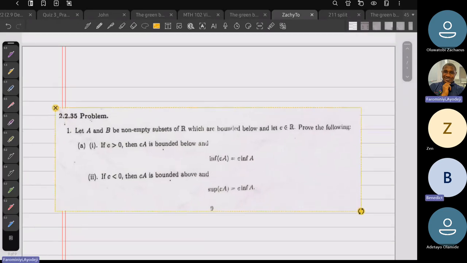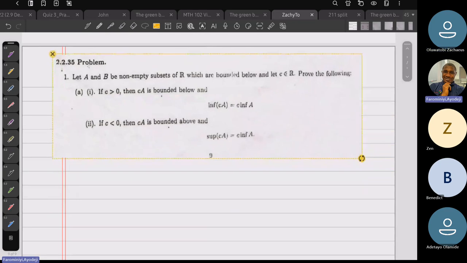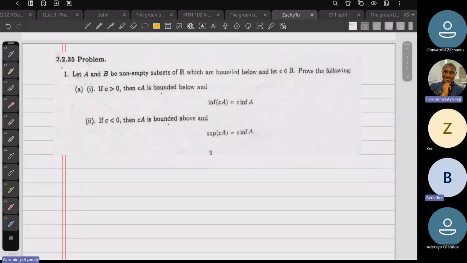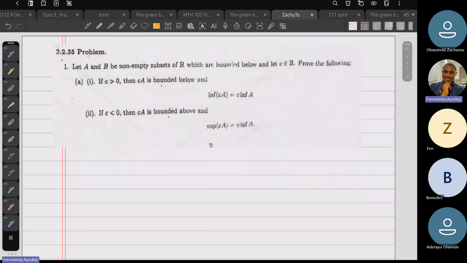So this is a question that we want to start with. Let A and B be non-empty subsets of R which are bounded below. Okay. And let C be in R. Prove the following. If C is positive, then CA is bounded below, and the infimum of CA is C times the infimum of A. So how do we start that? Proof.